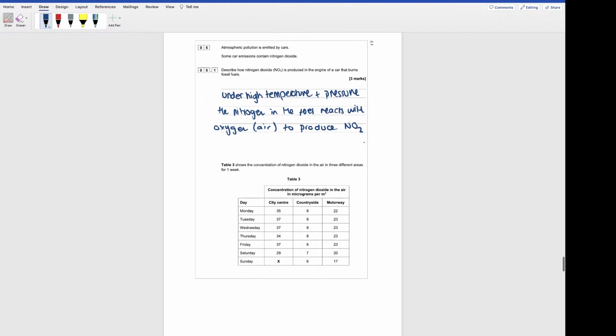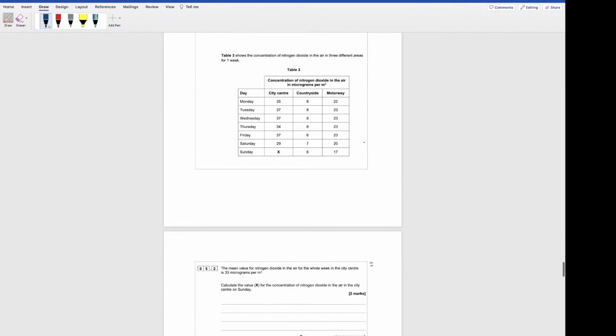Okay, now we're given some data here, and I'm going to have to go over 2 pages like this. It says, this table 3 shows the concentration of nitrogen dioxide in air in 3 different areas for 1 week. The mean value of nitrogen dioxide in the air for the whole week in the city centre is 33 micrograms per metre cubed. Calculate the value of X for the concentration of nitrogen dioxide in the air in the city centre on Sunday. I think this, for 2 marks, is an absolute pain of a question. Probably the second hardest question on the paper, one that takes way more time than 2 marks.